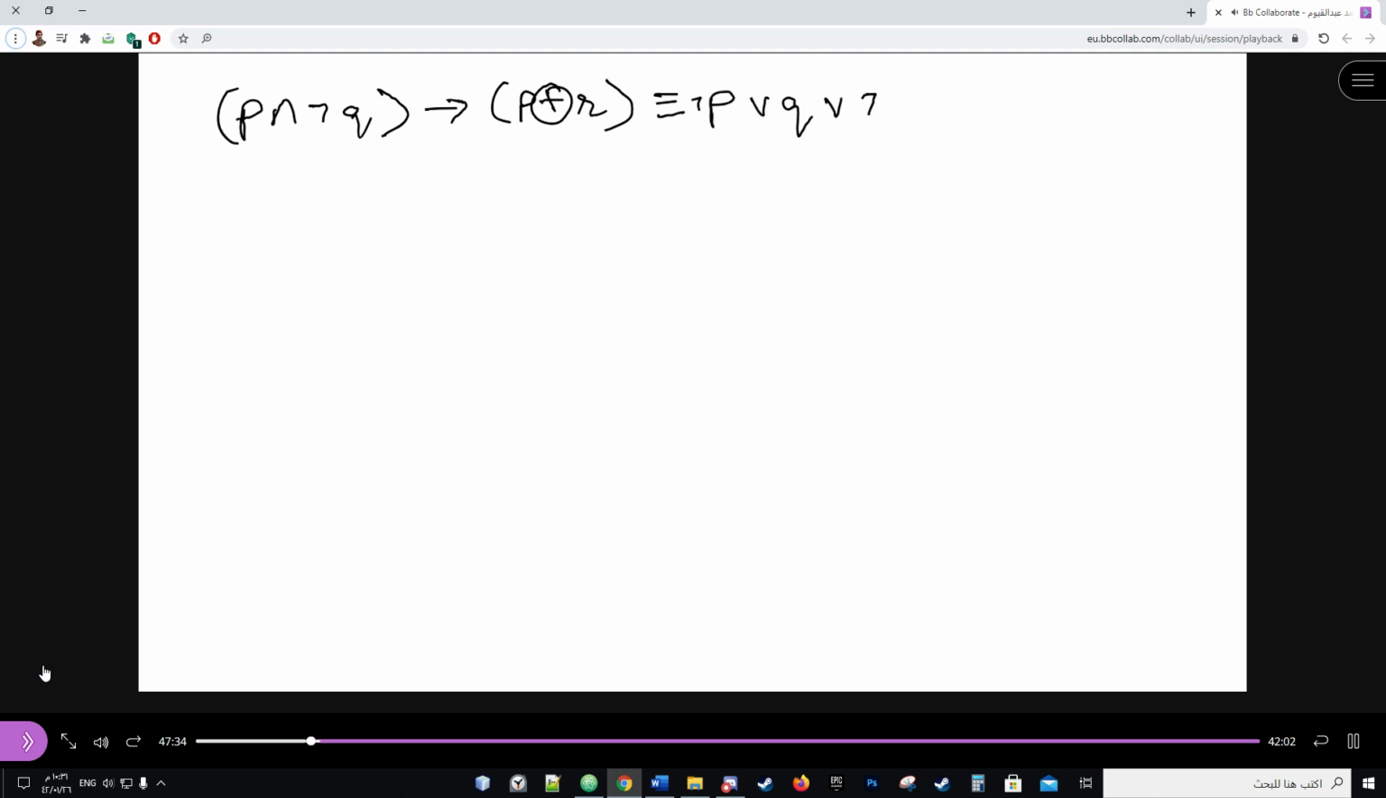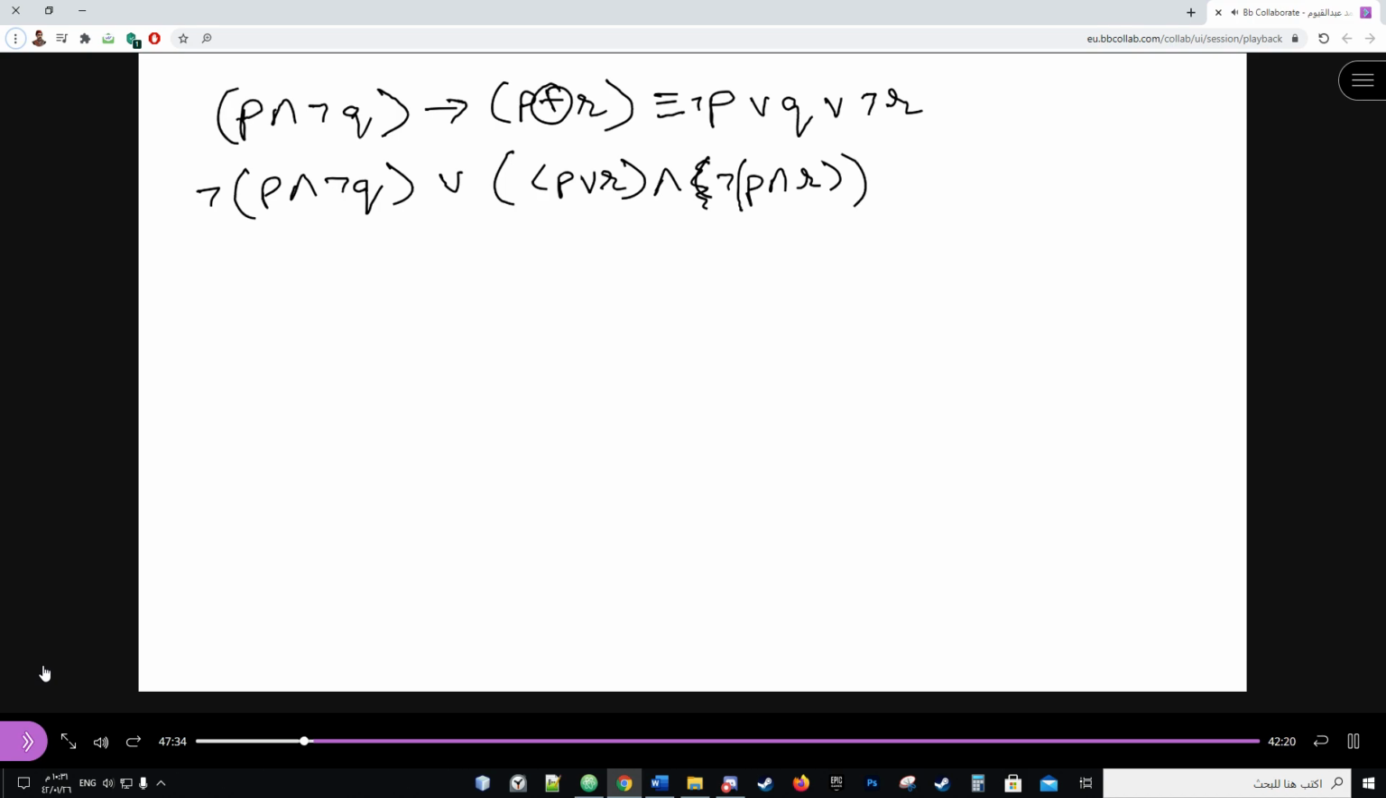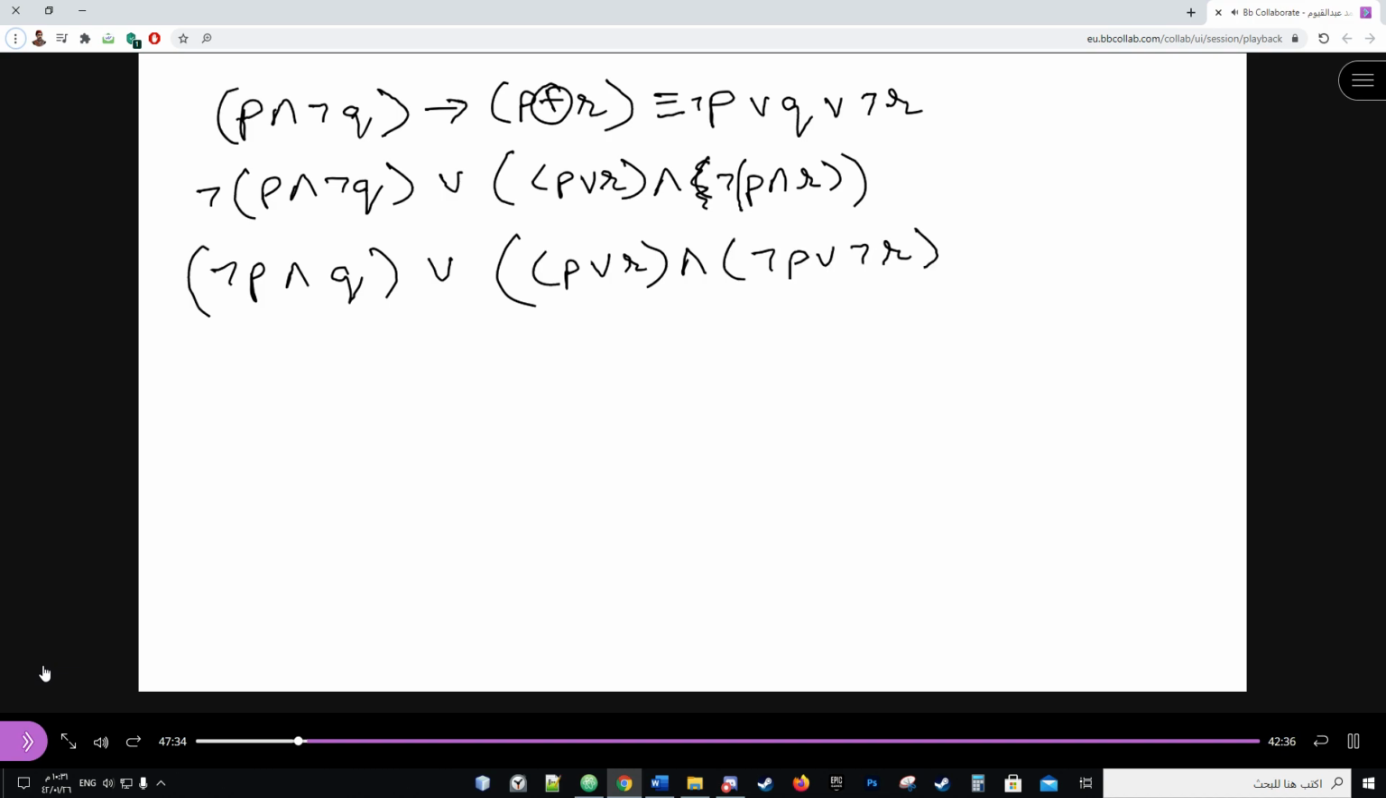Okay, so we expanded this. Okay, so we got this. Now I'll apply De Morgan's on the left side. So I get not P and Q, or I write the expression unchanged. I apply De Morgan's again on this side. Okay, so I get the third step.